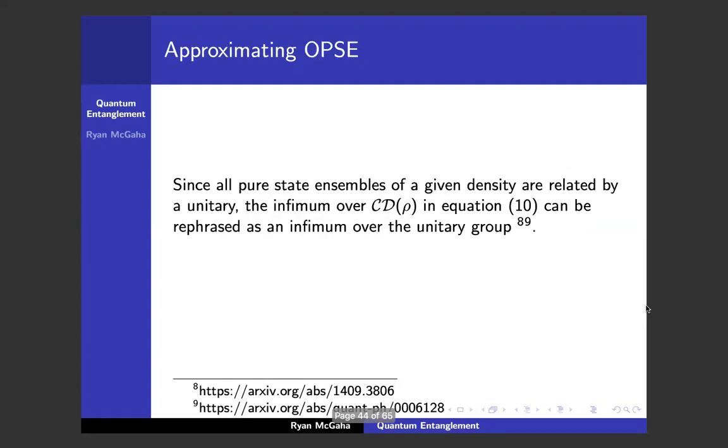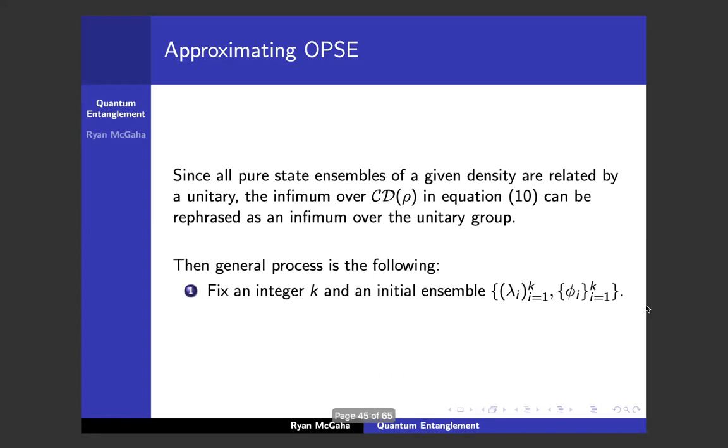Well, there are a couple of algorithms that do this, and all of them do the following thing. Since all of these ensembles are related by unitaries, you can transform that infimum over the convex ensembles of rho into an infimum over the unitary group. This happens to be a compact manifold. So if your function is continuous and your manifold is compact, then you know you're going to get a minimum there. Your function will achieve its optimal points.